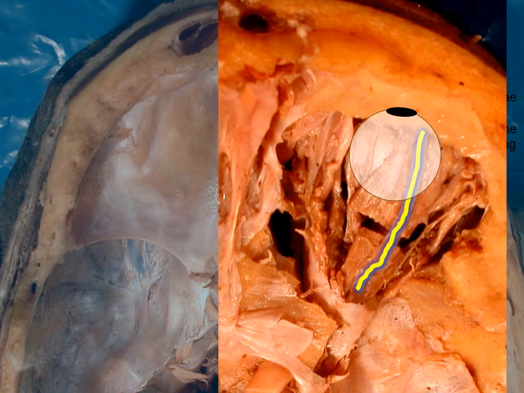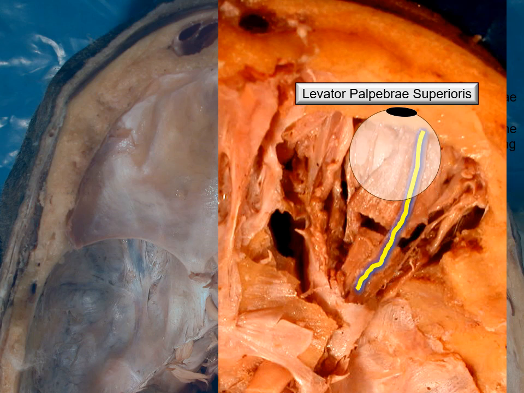Next, that's the orbit with the eyeball shown as a superimposed image. Now we will discuss all the muscles one by one. The flashing brown structure is the levator palpebrae superioris, a large muscle. That's the origin, it takes origin from the inferior surface of the greater wing of the sphenoid bone.